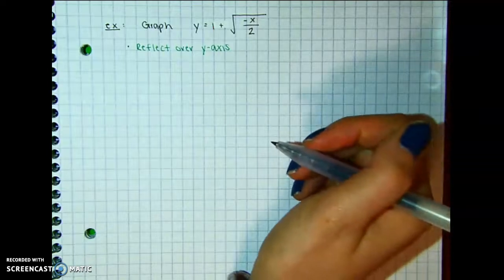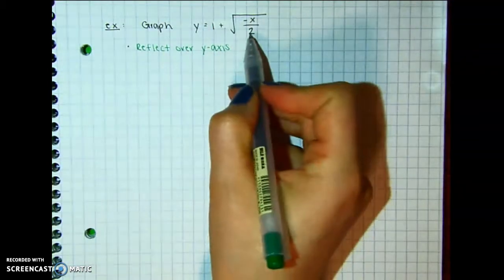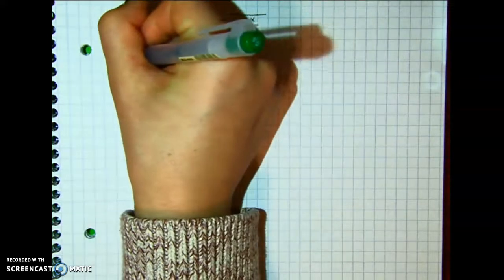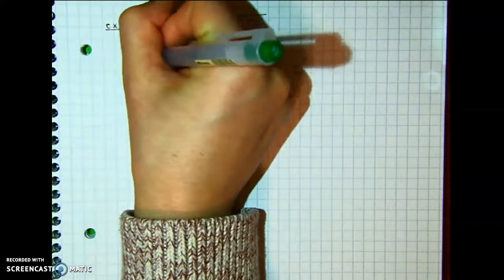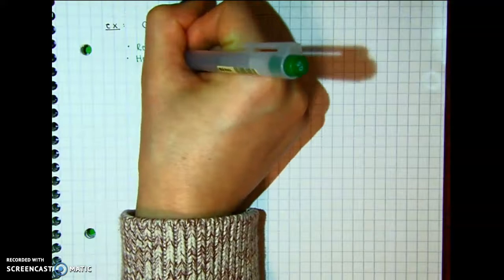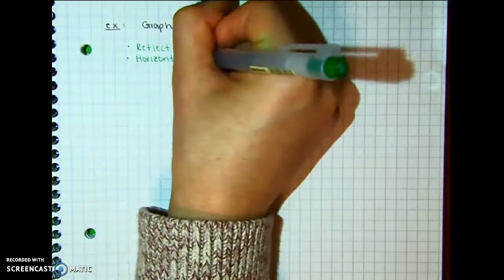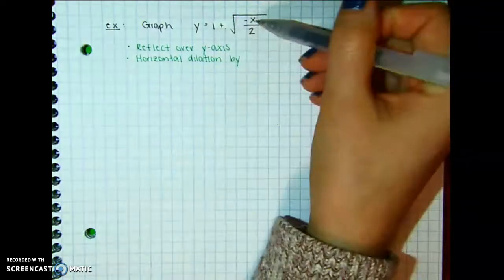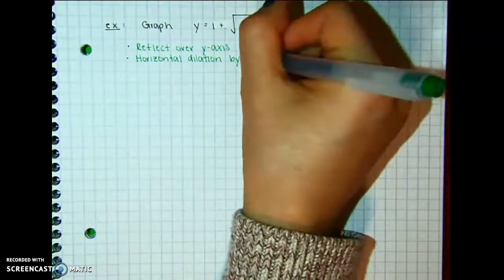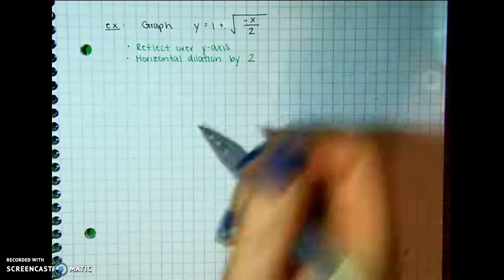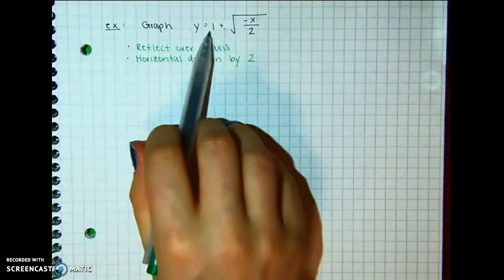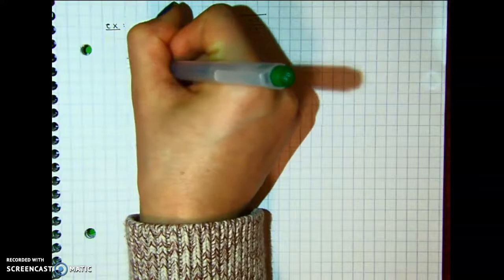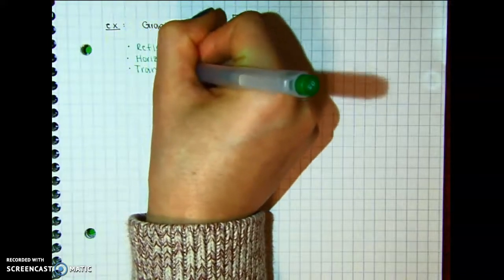Okay. What else? We got a 2 in here, so because it's inside the radical, that's a horizontal dilation. It's affecting the x's. Because it's dividing by 2, right, is the reciprocal, so it's by 2. And then what is this 1? Well, because we're adding 1, and it's a +1, that's a translation up 1.